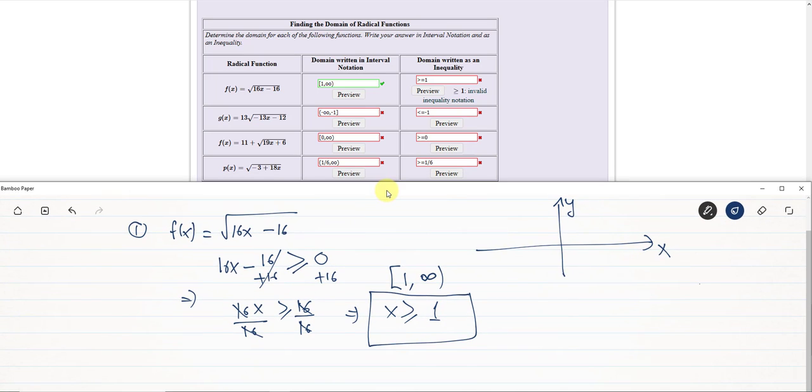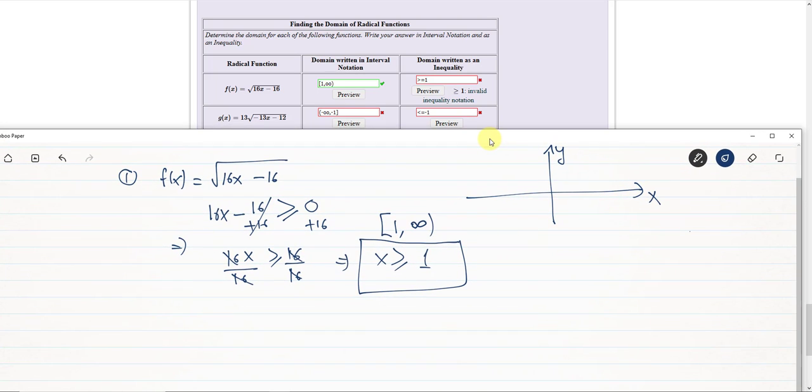Okay, let's see what's the next question that we have here. This is the second question. The function g we have here is 13 times the square root of minus 13x minus 12.